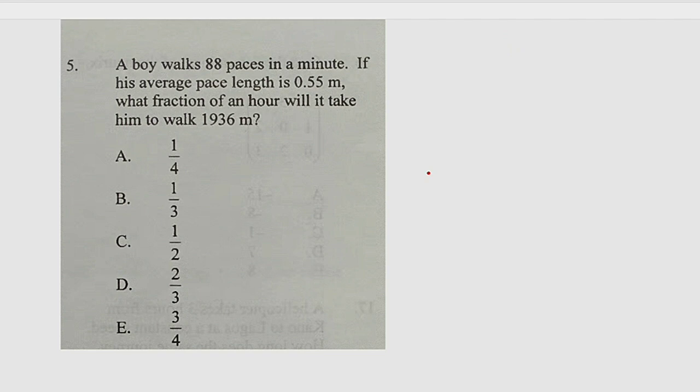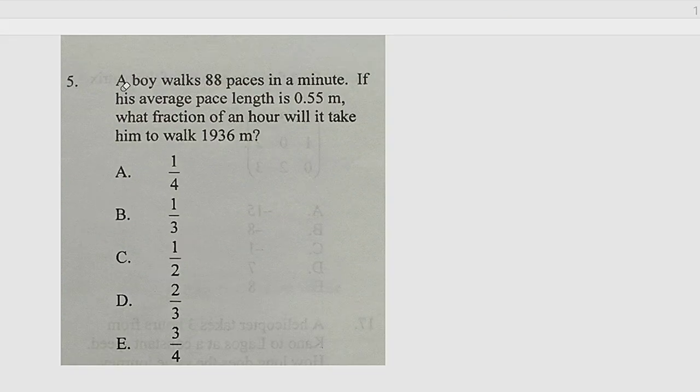Question number 5. The question number 5 reads, a boy walks 88 paces. Here we are talking about steps. So he walks 88 steps in 1 minute. If his average pace length is 0.55 meter, so for example, if one of his legs is here and the other one is here, so the distance apart is 0.55. That is what it means.